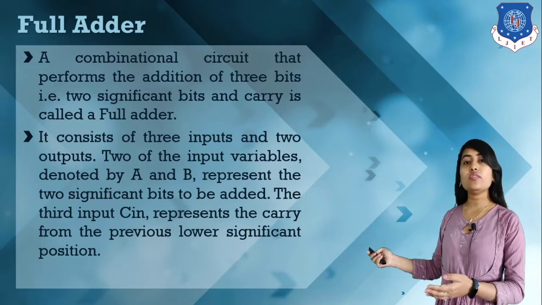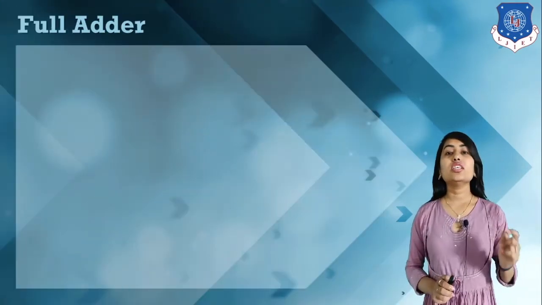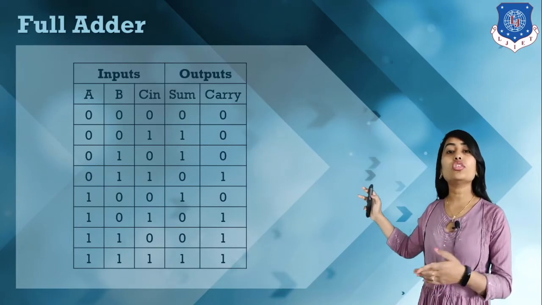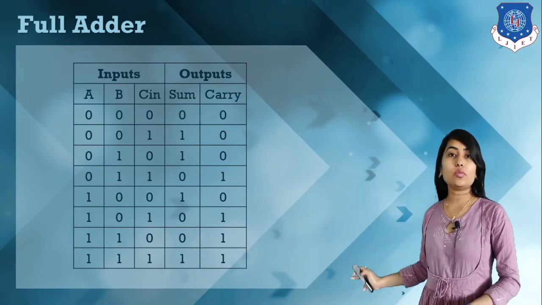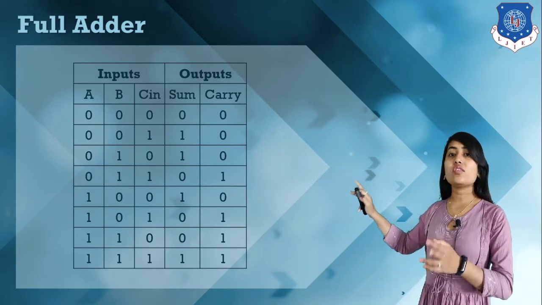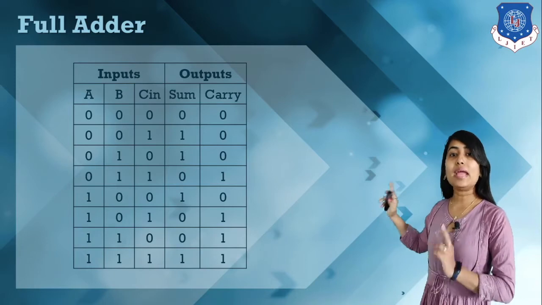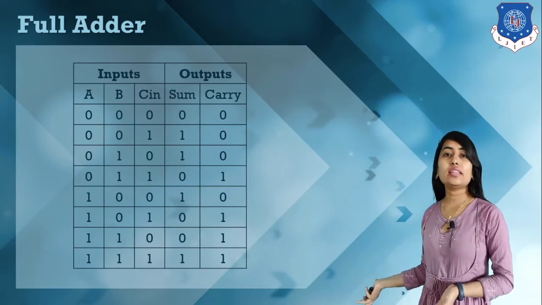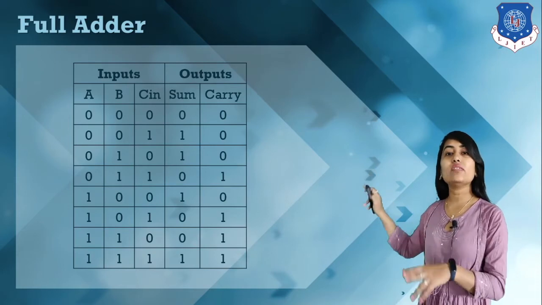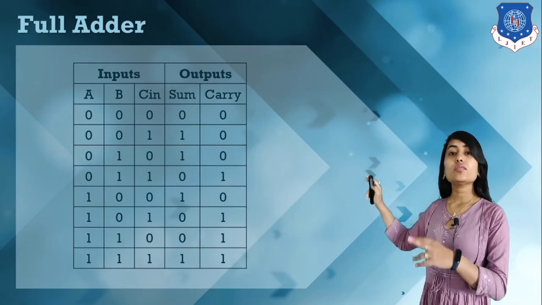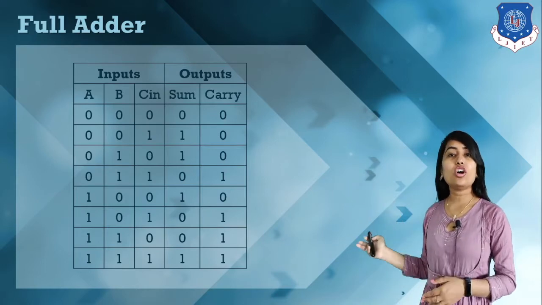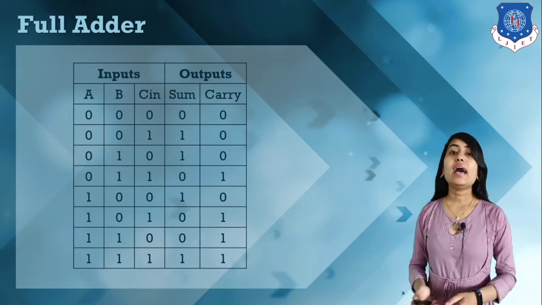Here we have a table for this full adder. We have 3 input variables, so for 3 inputs we have a total of 8 possible combinations. Here we have A, B, Cin, and the outputs sum and carry. We can add these values like 0 plus 0 plus 0, so we have sum 0, carry 0, then 0 plus 0 plus 1, so we have sum 1, carry 0, and so on. So we can mark all the entries like this.